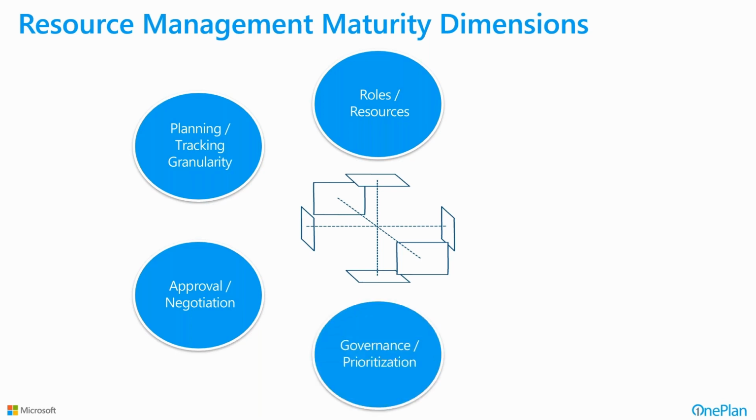And then there's the governance and prioritization, meaning, are we tying these resource plans to a prioritization and a prioritized portfolio of projects that align with the things that are most important to the organization? And that even includes strategic alignment. And then there's forecasting versus actuals. Some organizations say, listen, I just really need to know where I'm going from today.